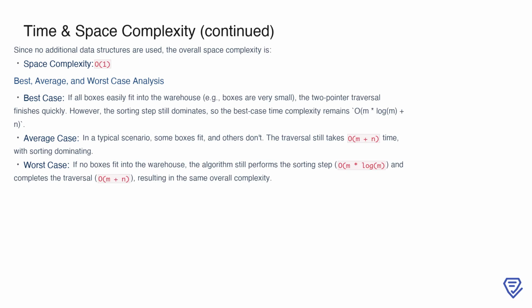Let's now consider the best, average, and worst-case scenarios for time complexity. In the best case, where all the boxes fit into the warehouse easily, such as when the boxes are very small, the two-pointer traversal completes quickly. However, sorting still dominates the overall complexity, so the best-case time complexity remains m log m plus n. In the average case, some boxes fit while others do not, and the traversal still requires m plus n time. Here again, the sorting step is the dominant factor.